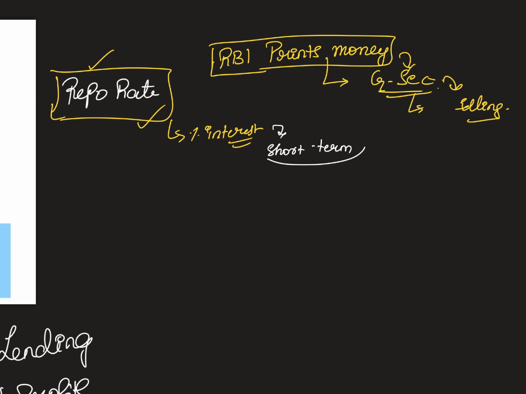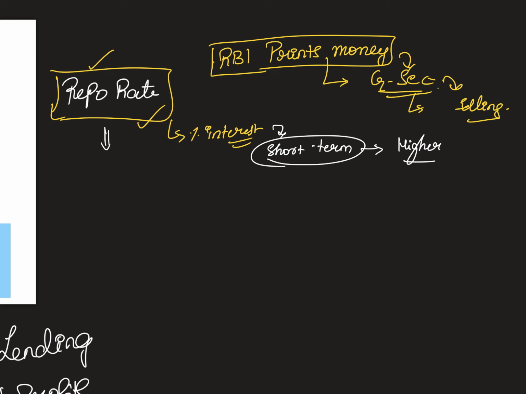Why do they do this? Because sometimes banks can have short-term crunches, right? Higher repo rate means more expensive borrowing for banks and therefore higher rate of interest for the consumers also or the customers. Lower repo rate means cheaper borrowing.